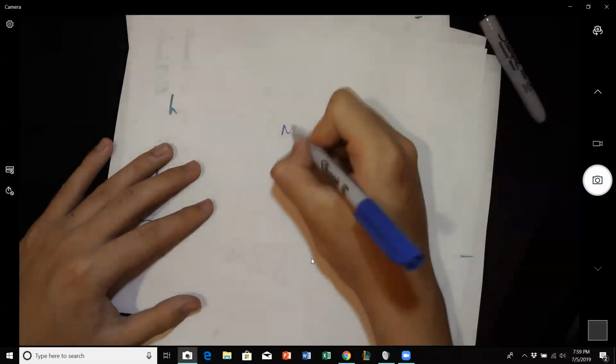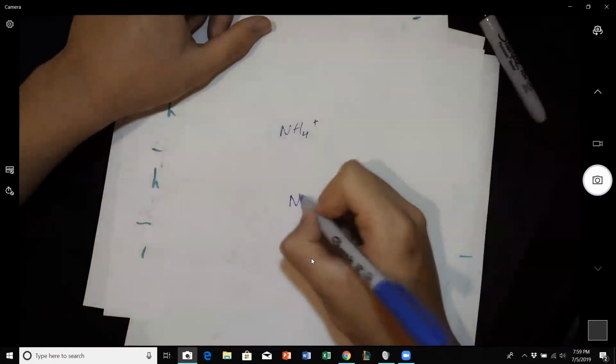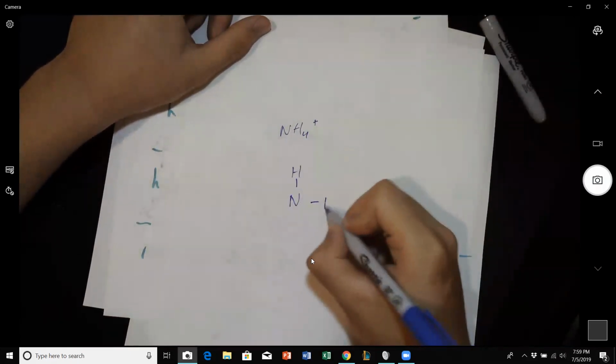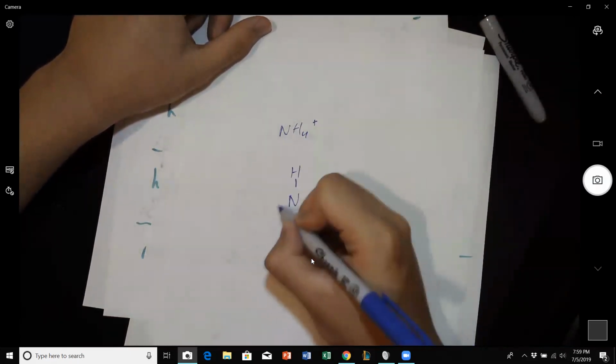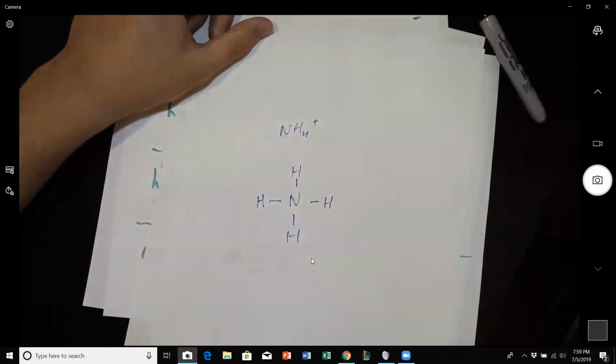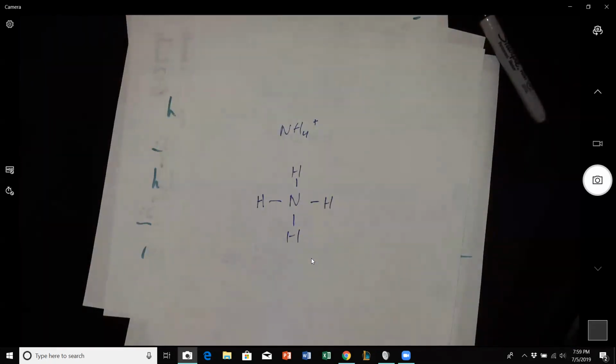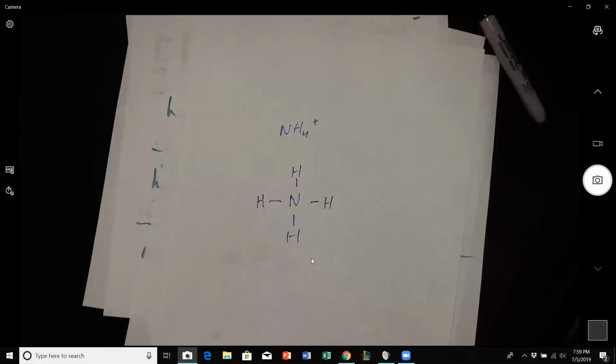So let's do the ammonium ion. I'll give you guys a minute to determine the formal charges here. Just tell me what the formal charge on nitrogen is when you're done.